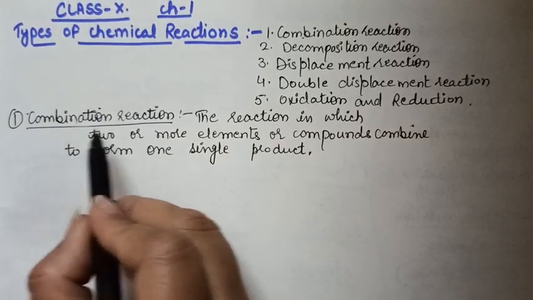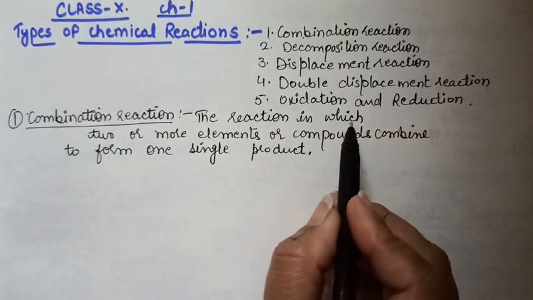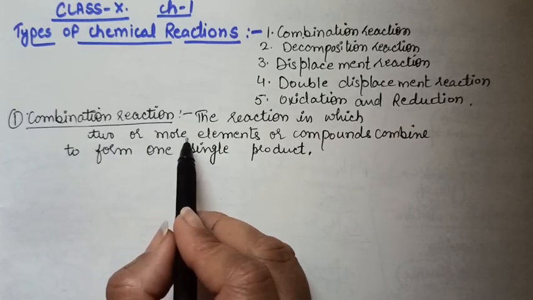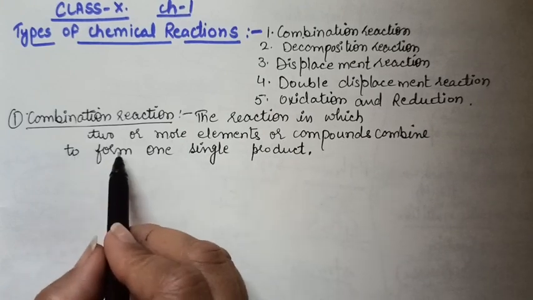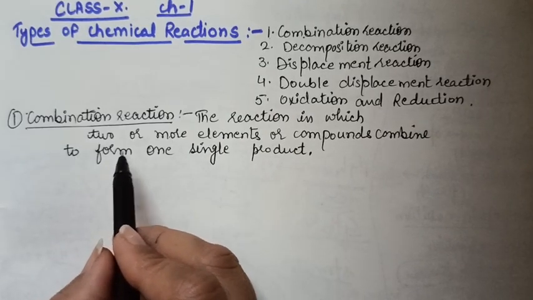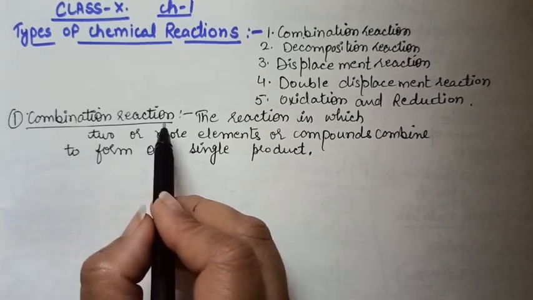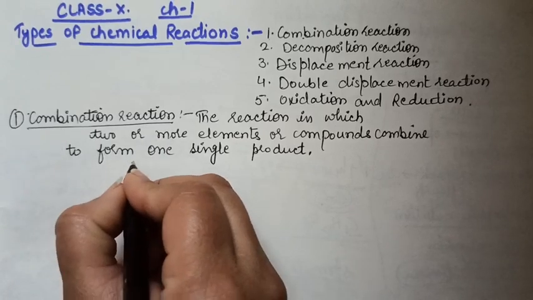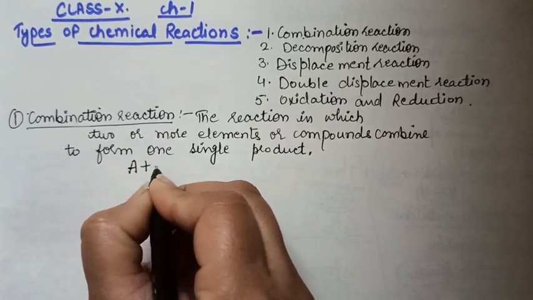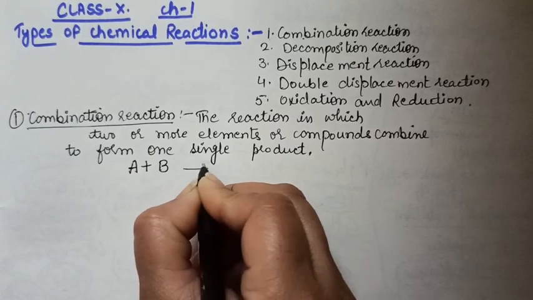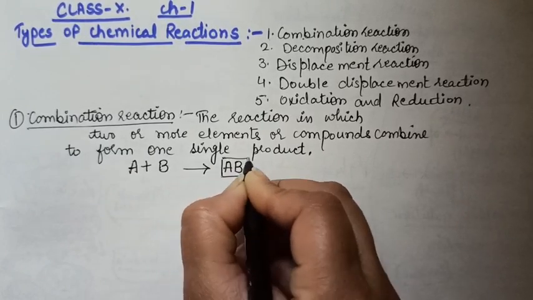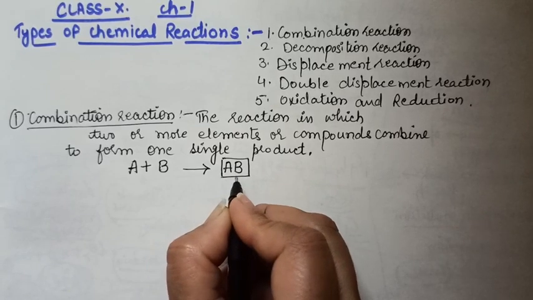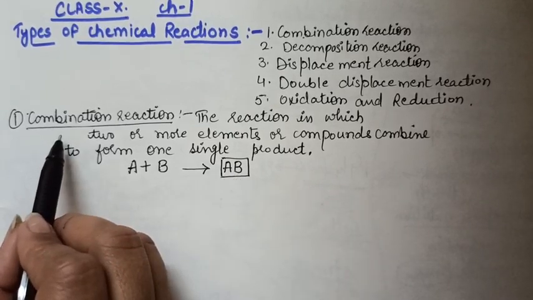Combination reaction: the reaction in which two or more elements or compounds combine to form one single product is called a combination reaction. As the name suggests, if two or more elements combine to form one single product, okay, only one product is formed in combination reactions.